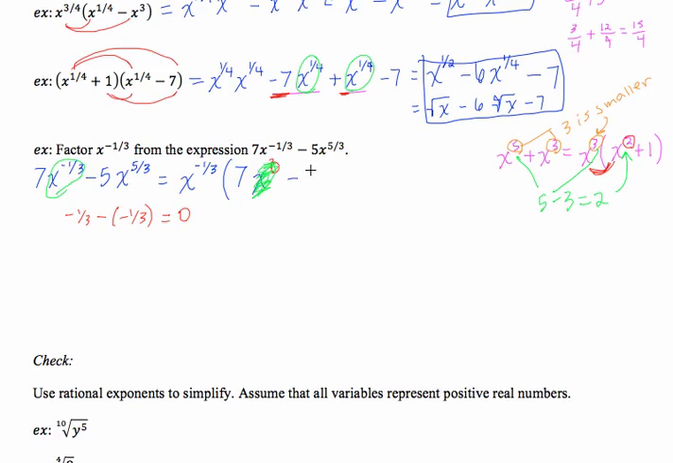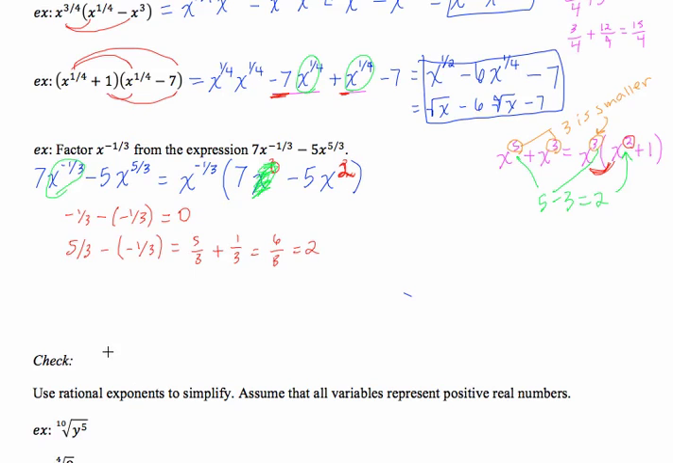Then we have a minus 5 times x to some power. This one we will have to figure out. So let's do the original power, 5/3, minus the power that we factored out, which is negative 1/3. That's 5/3 plus 1/3, which is 6/3, which simplifies to 2. So we should put a 2 for the power there.